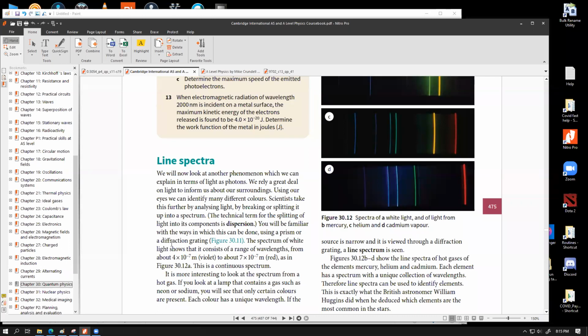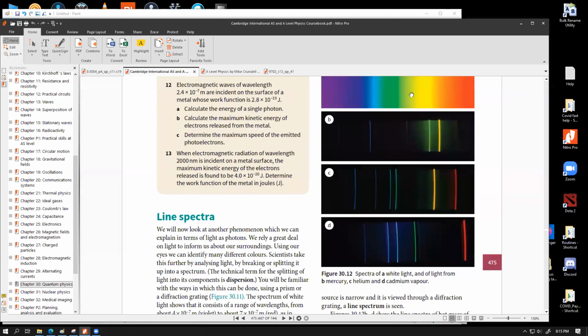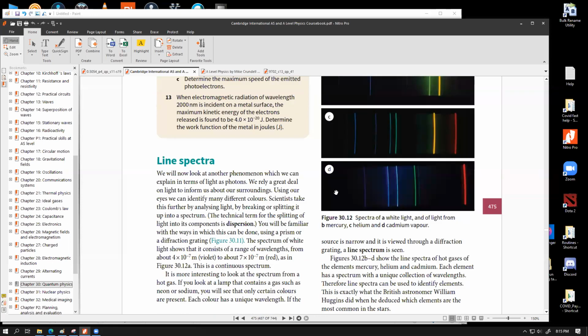You'll be familiar with the ways in which this can be done. Using a prism or a diffraction grating, the spectrum of white light shows that it consists of a range of wavelengths from about 4 × 10⁻⁷ meter (violet) to about 7 × 10⁻⁷ meter (red), as in figure 30.12a. This is a continuous spectrum, where we don't have any missing parts.